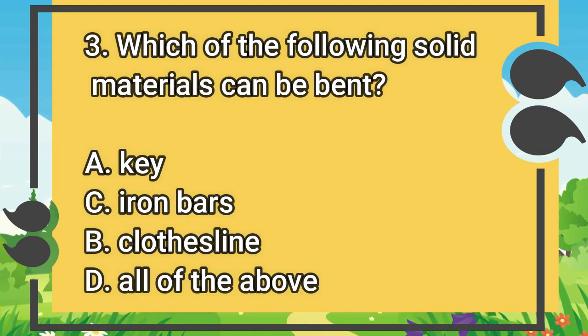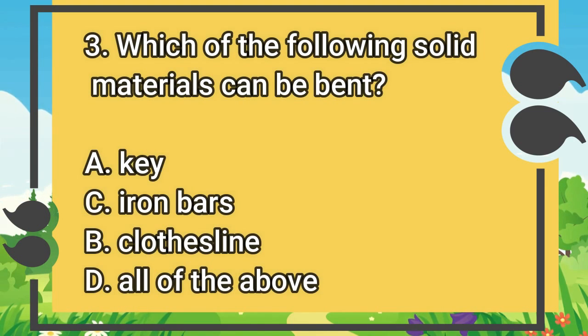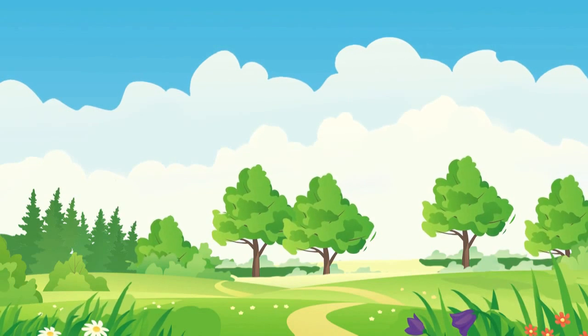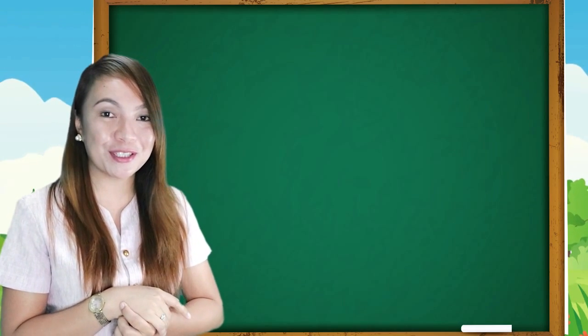Number 3. Which of the following solid materials can be bent? A. Key. B. Clothesline. C. Iron bars. And D. All of the above. Great job, kids! Did you answer all the questions correctly?